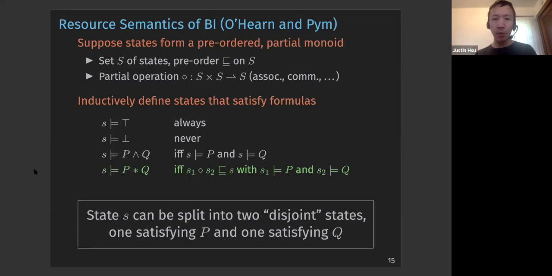Any questions about this? So far we're still in standard BI, but we're going to be using the semantics to define our interpretation for probabilistic formulas as well.